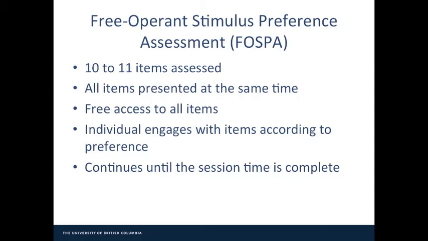In a free operant assessment, all items are presented at the same time, and the person has free access to everything in the room. They engage with the items according to their preference, and we simply record how much they engage with each of the items. This continues until the session time is complete. Typically, free operant assessments run anywhere from 5 minutes to 30 minutes, depending on the individual and the purpose and the situation.